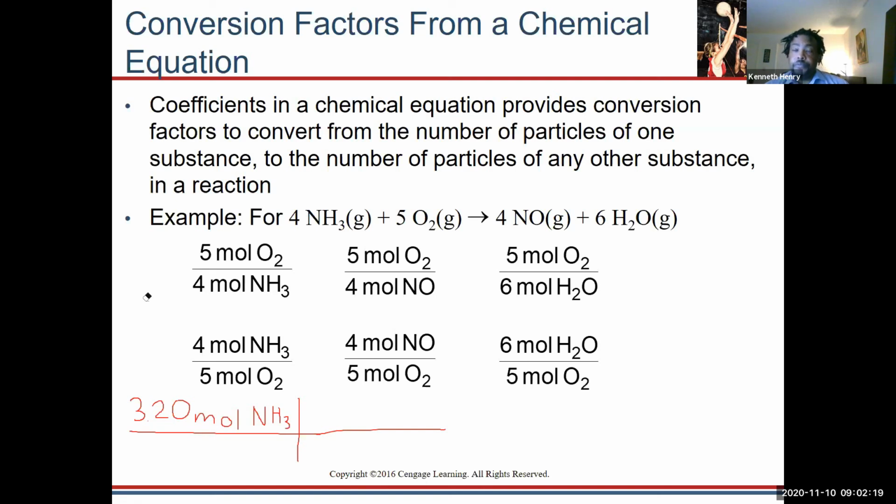Okay, so in this situation, we're working with quantity. Moles is quantity, right? The final part of the question says, how many moles of water is going to be produced? So our goal is to find moles of water. If I'm starting with moles of ammonia, the first thing I want to do is get rid of the moles of ammonia. So what is the relationship of ammonia to water?